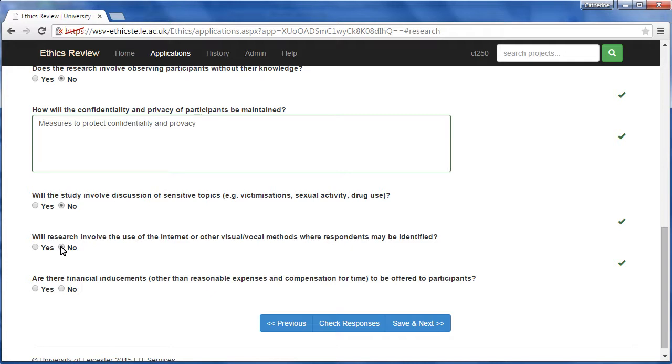Another issue is that cash payments may be seen as income and therefore may have implications with regard to benefit payments or taxation, and so payment in vouchers may be preferable. You will need to justify why financial inducements are needed and the appropriateness of the level of inducements chosen.